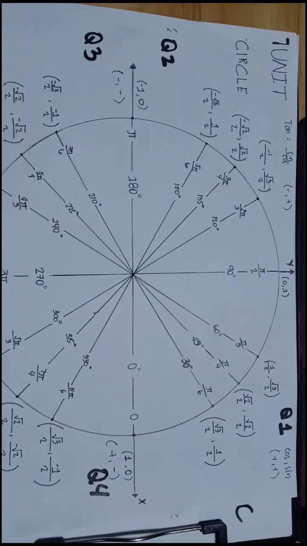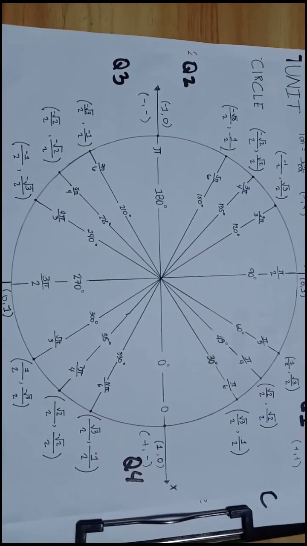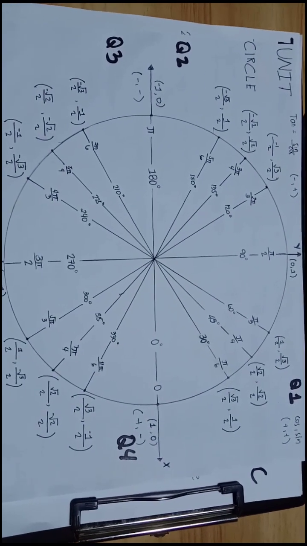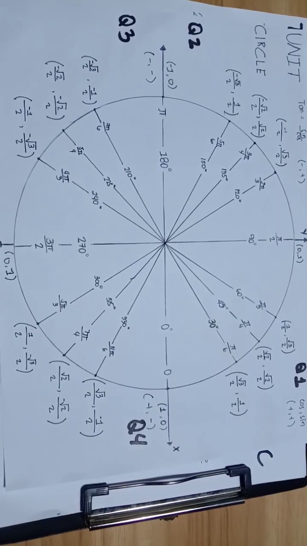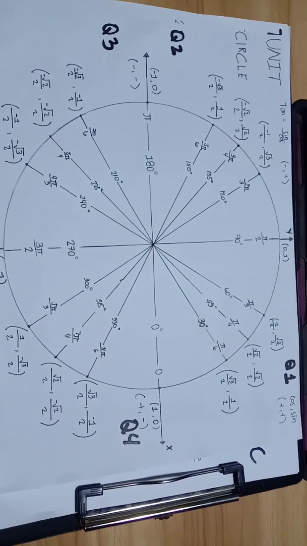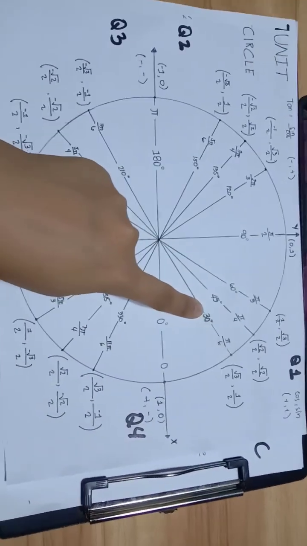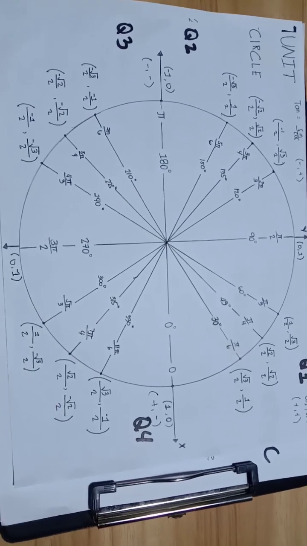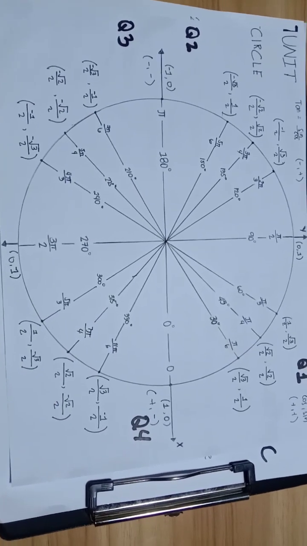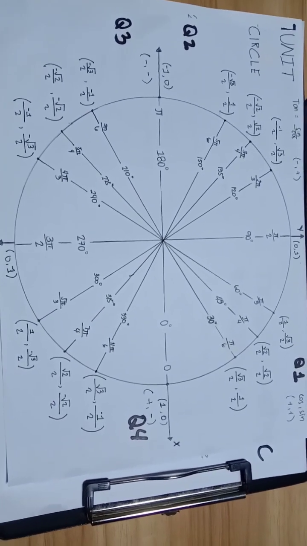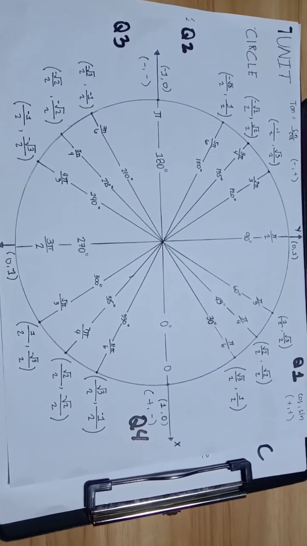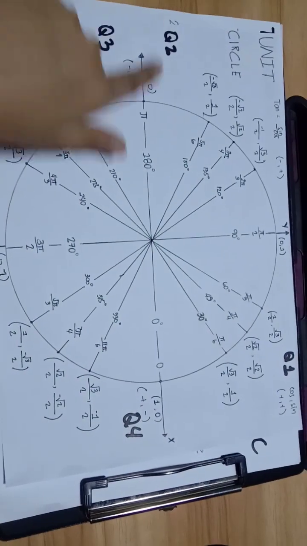I have here a copy of unit circle. You can take a screenshot of this or you can search for it on Google by typing unit circle. A unit circle has 4 quadrants. Quadrant 1, Quadrant 2, Quadrant 3, and Quadrant 4. A unit circle is a circle with a radius measuring 1 unit. The unit circle is generally represented in the Cartesian coordinate plane.